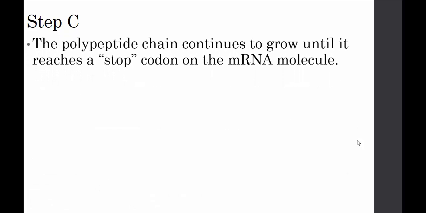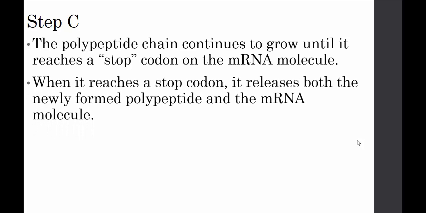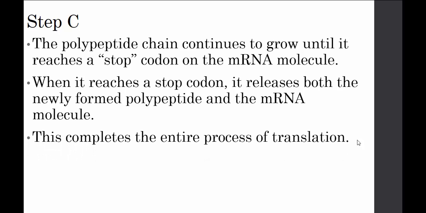So the polypeptide chain continues to grow until it reaches a stop codon on the mRNA molecule. When it reaches a stop codon, it releases both the newly formed polypeptide and the mRNA molecule. This completes the entire process of translation. Now with that, we're almost done.